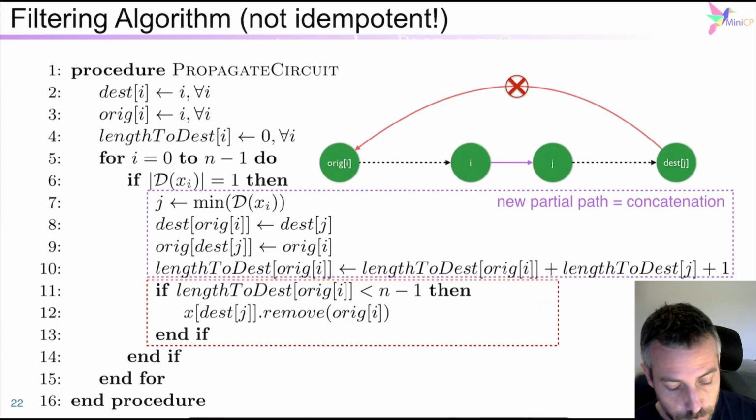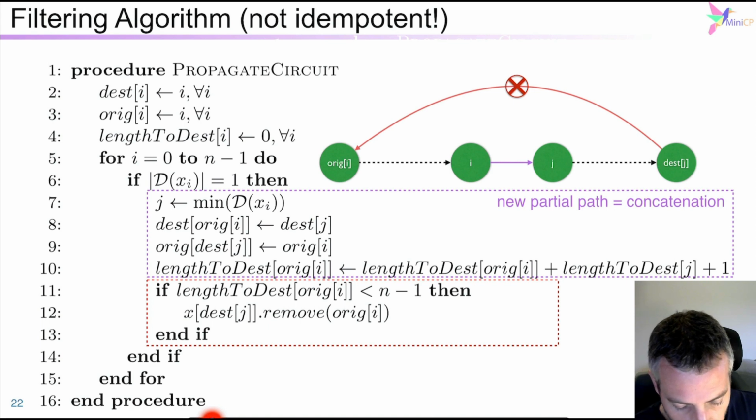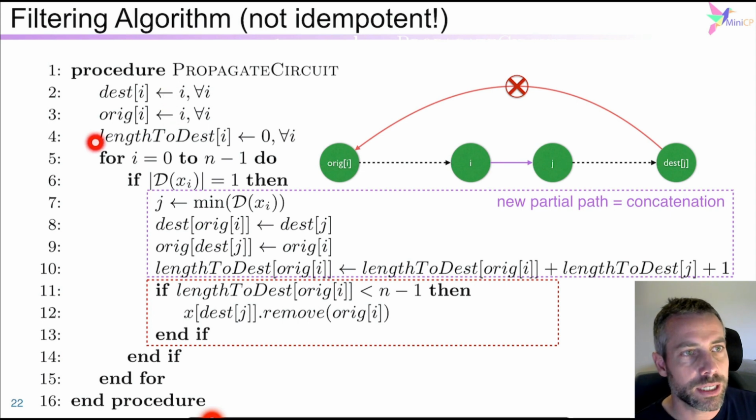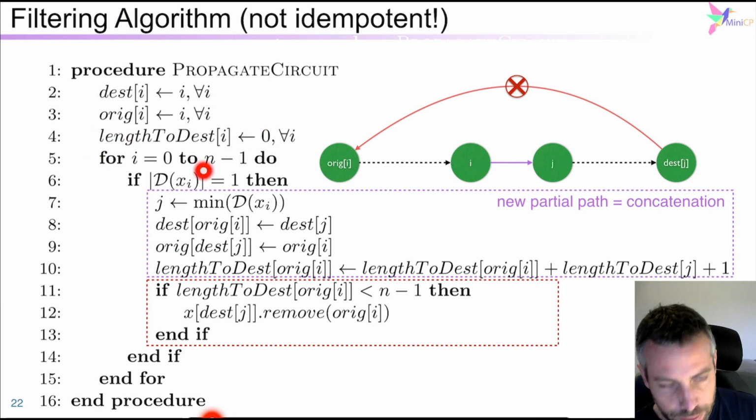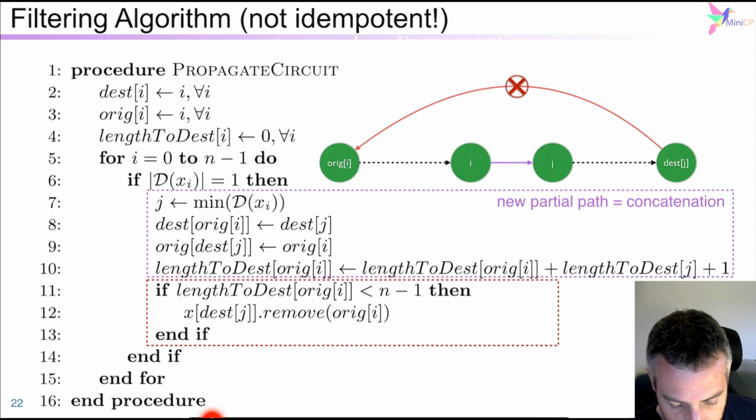And the pseudocode to do that, I give it here, is this one. Initially, the destination of each city is the city itself. The origin of each city is the city itself as well. And the length to the destination of the partial path going through i is set to 0. And then we loop over all the variables. And if we detect that one variable is fixed, for instance, the successor of i is detected to be equal to j, then we need to update the partial path. So the successor of the variable i is fixed to some value, and without loss of generality, let's call it j here in the loop.